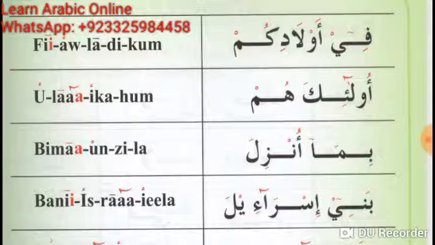Okay. Ba, kasra, mim, fata, alif, small mada, alif, hamza, dama, nun sukun, zay, kasra, lam, fata, alif. Okay. Bima unzila. Bima unzila.